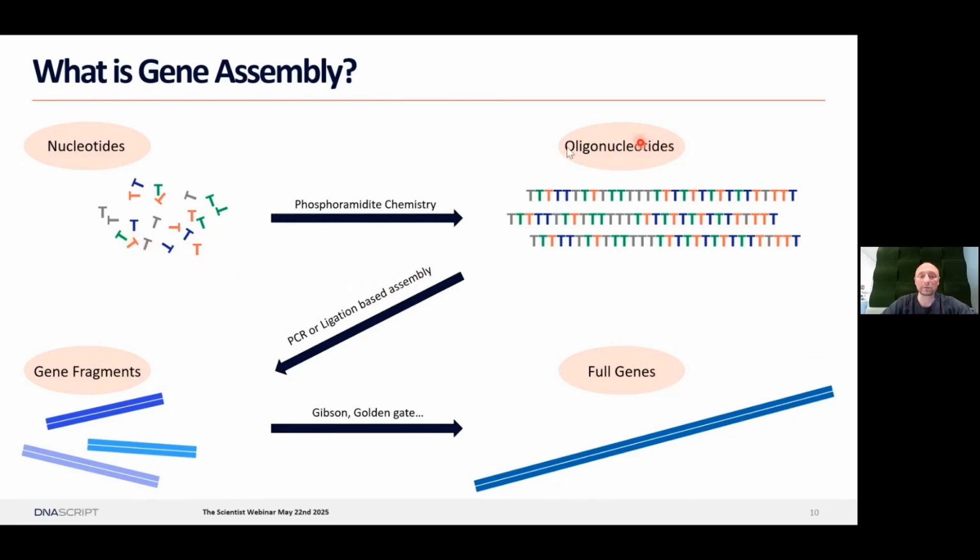And for this, of course, you will need oligonucleotides that used to be synthesized using phosphoramidite and that are still mainly synthesized using phosphoramidite chemistry. But we believe that enzymatic DNA has an important role to play in the future. Those oligonucleotides have to be stitched together into gene fragments, mainly using PCR or ligation-based assembly. And when you need to go longer, you have to stitch those fragments together using different methods that can be Golden Gate, Gibson, and many others.